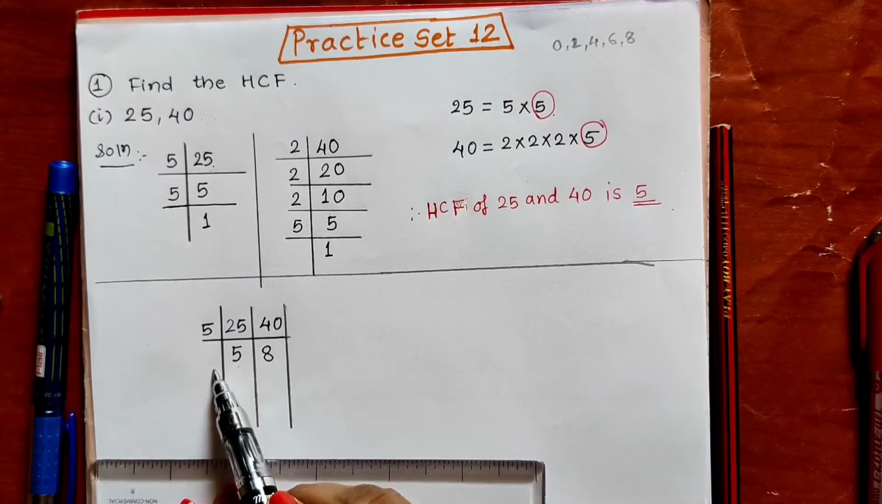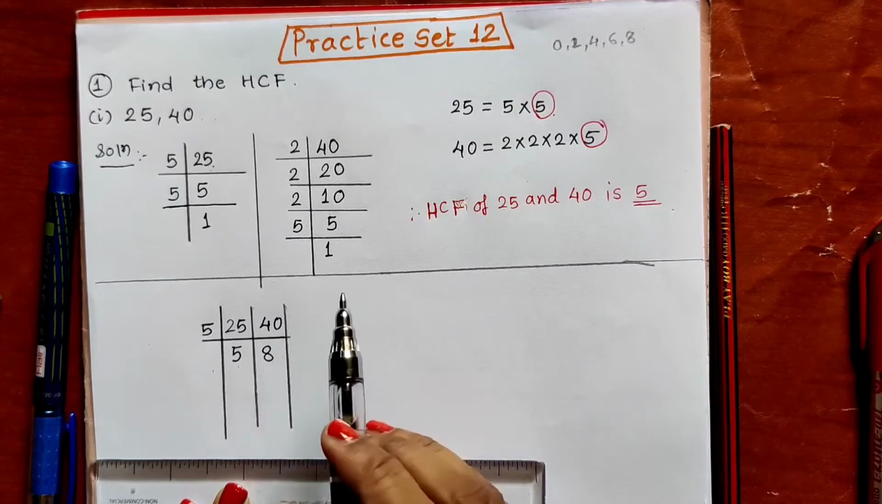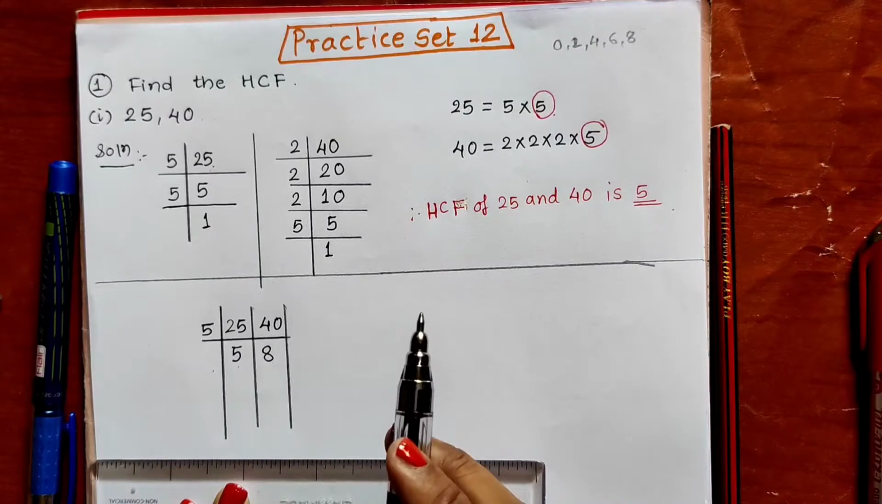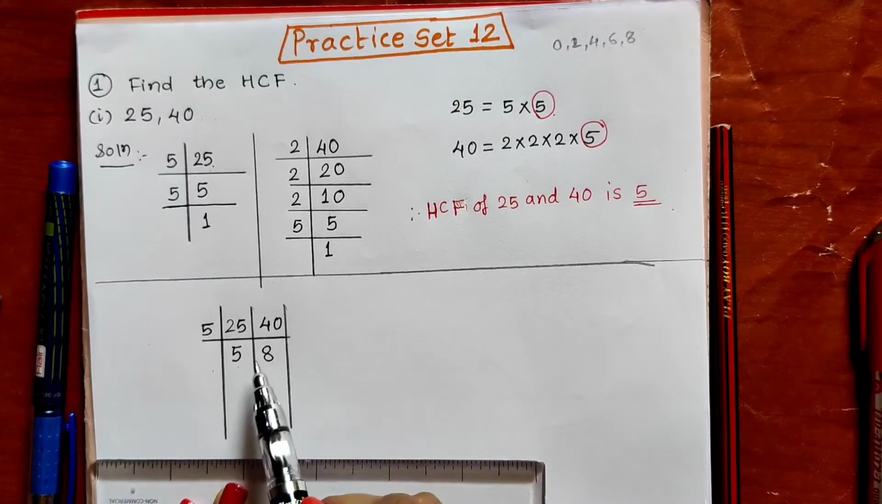5 is divisible by 5, 8 is divisible by 2. But 5 is not divisible by 2 and 8 is not divisible by 5. That means there is no common factor except 1 between 5 and 8.